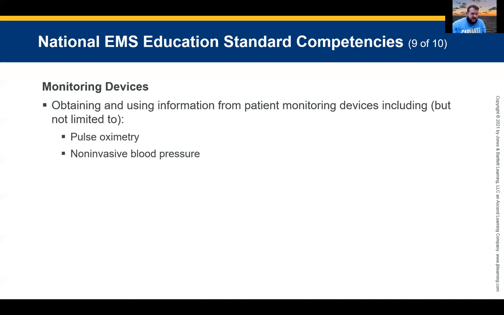A lot of companies now have alternate tools where you can put the little Band-Aid on their finger with the red light, like you see in the hospitals. You can put those on the earlobe or across the forehead. Those will still give you the same readings. It just depends on what I have and how long I have to do something.